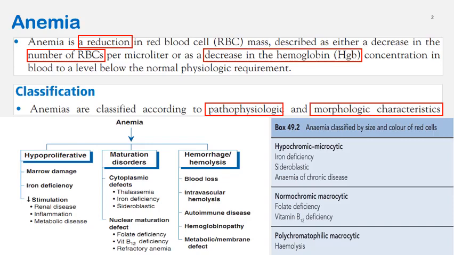The other condition is polychromatophilic macrocytic. Polychromatophilic means that many cells differ in their color, either hypochromic or normochromic, and they are macrocytic, meaning larger in size, like in hemolysis. In hemolysis there are normal RBCs, which are normochromic normocytic, and some new RBCs that are macrocytic. And some of the RBCs are hypochromic due to deficiency and microcytic. So, due to the difference in shape and color, they are called polychromatophilic macrocytic.